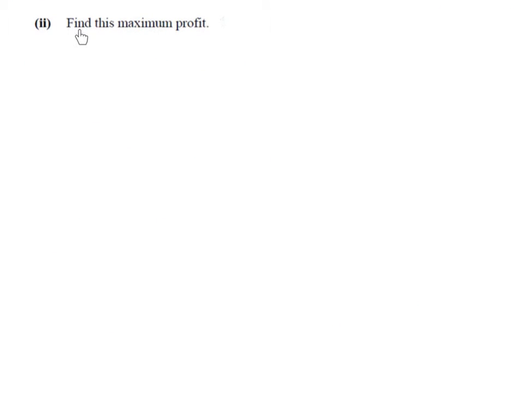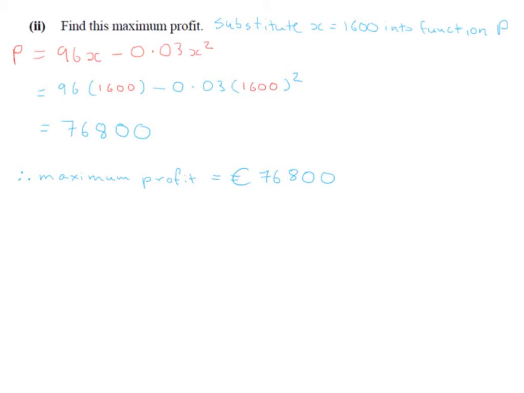Part 2, find this maximum profit. So what we have to do is substitute x equals 1600 into the function P. We got that from the previous question. So our function P is 96x minus 0.03x squared. So we swap that x for 1600 with brackets around it, and we swap that x for 1600 with brackets around it as well. 96 multiplied by 1600 minus 0.03 multiplied by 1600 squared gives us 76,800. Therefore, the maximum profit is €76,800.